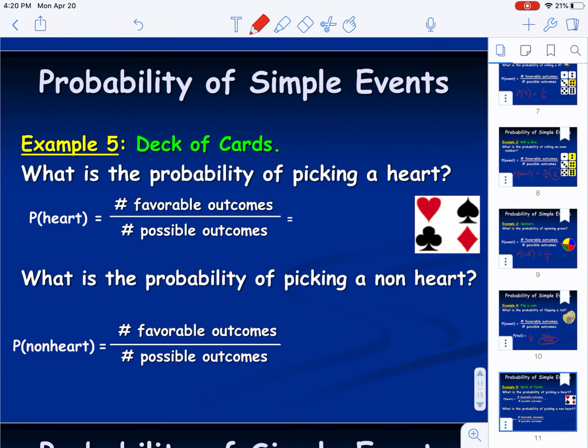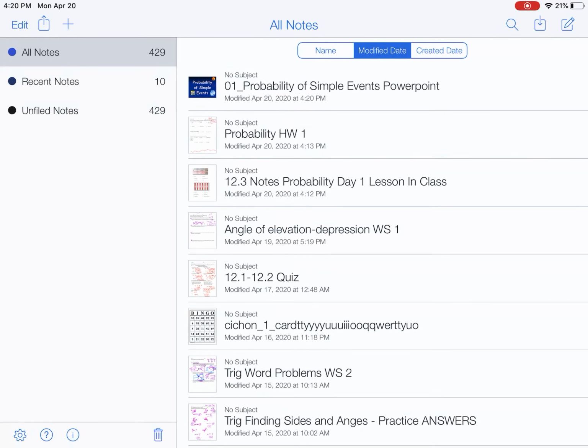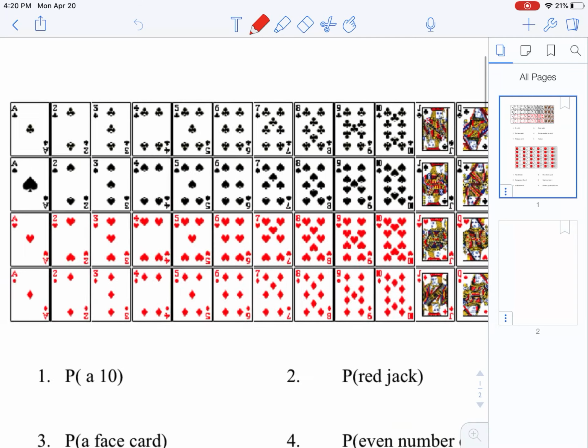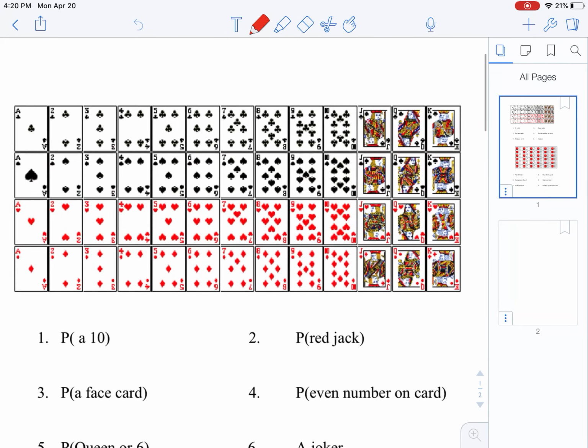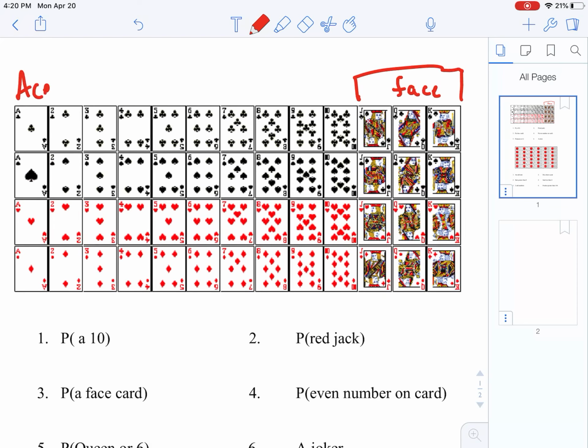This is where, like this picture is on your Google Classroom, guys. Okay, so these are called face cards. All right, this is an ace. All right, ace, 2, 3, 4, 5, 6, 7, 8, 9, 10, Jack is like an 11, Queen 12, King 13.